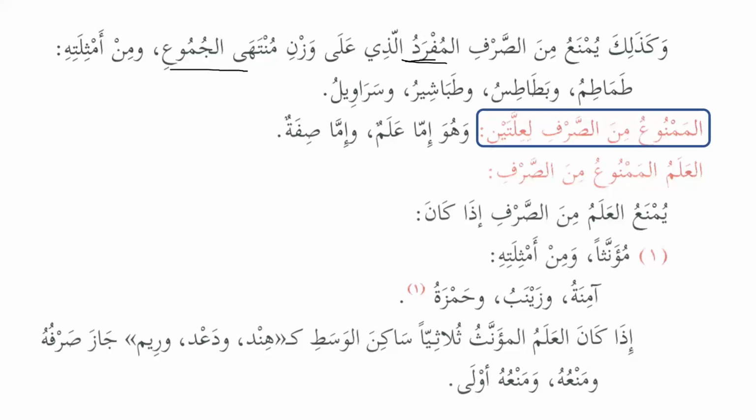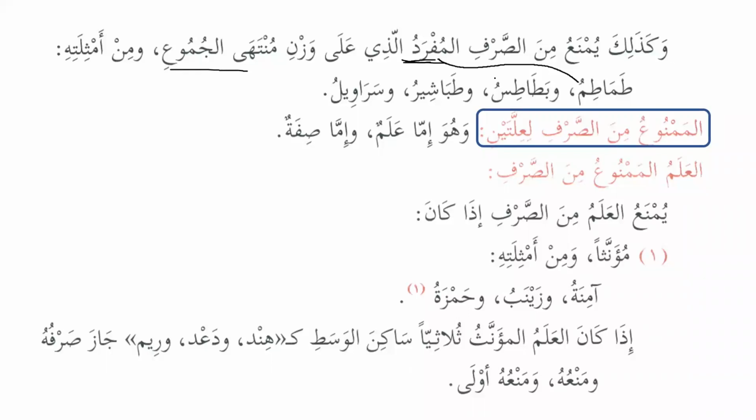ومن أمثلته طماطم, that means tomatoes. وبطاطس, that means potatoes. طباشير, chalks, and سراويل, the pants or the trousers. Okay, so these are singular nouns basically. Yeah. المفرد, so these are singular nouns, but because they are on the pattern of مفاعل or مفاعيل, that's why they are also ممنوع من الصرف. However, they are singular nouns. But the ones that we discussed in the previous example, they are plural nouns.